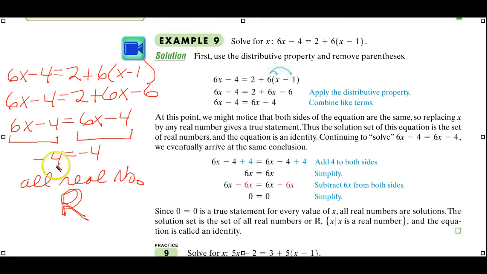Now I might mention here they also cancel out if you add 4 to both sides. You get 0 equals 0. That's still a true statement. And that's what they're showing here. But you don't have to go that far. Once you have something equals what's on the other side, and there's no more letters, that's all real numbers. And there's that double R there.